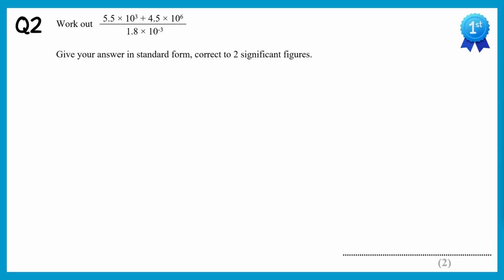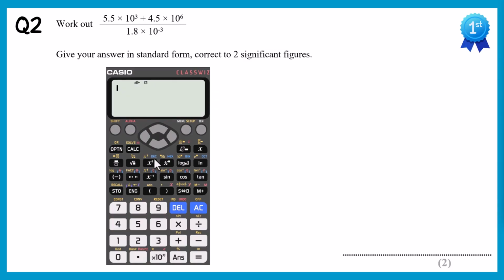In this question, we need to work out a calculation. Since you have your calculator, we can just type this straight in. So we begin by pressing the fraction button here, and then we have to type 5.5, multiplied by 10, and then we press this button here to get the power, and it's power 3. Then we press the right arrow because we need to get out of that power, and we're going to add 4.5 times 10 to the power 6 this time. Then we press the down arrow to get to the bottom of the fraction, and it's 1.8 times 10 to the power negative 3. And then we press equals. And our calculator gives us this number here.